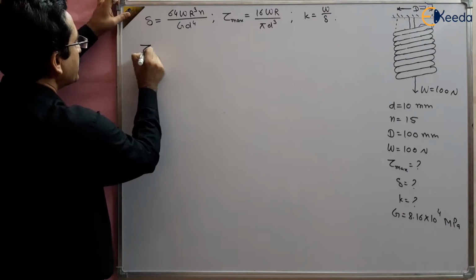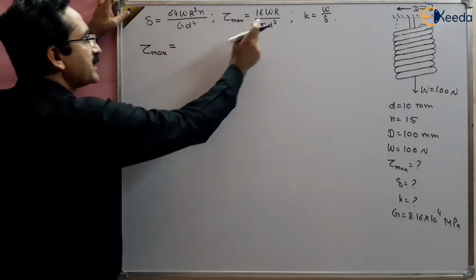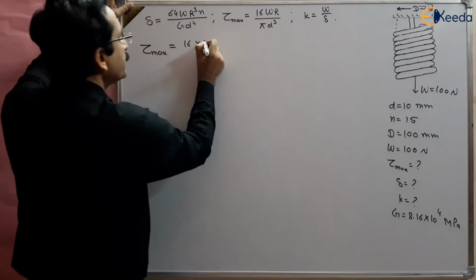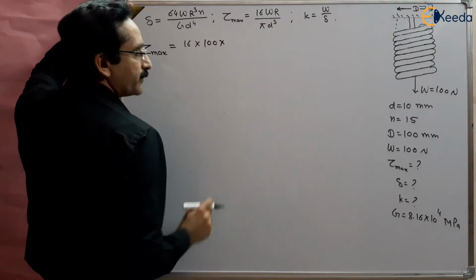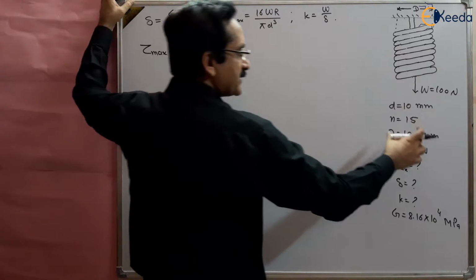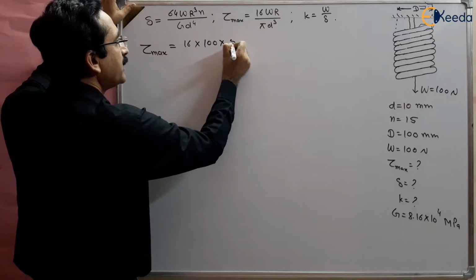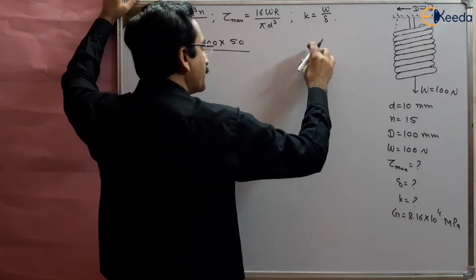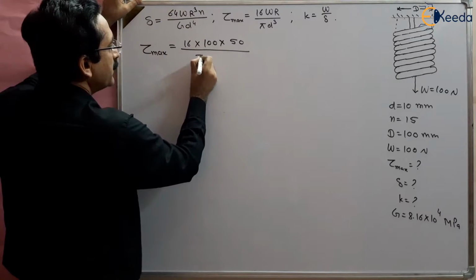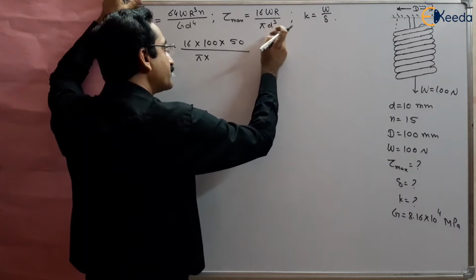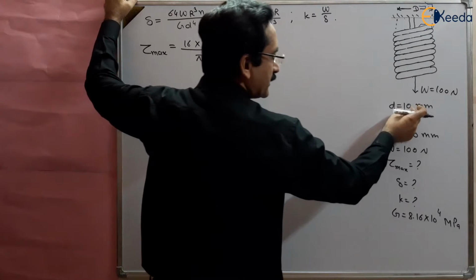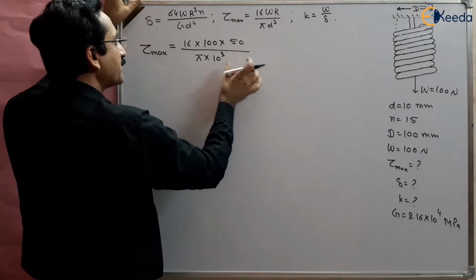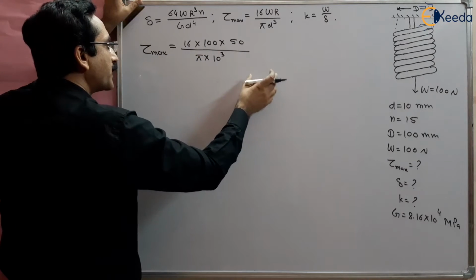So what is tau max? Tau max is 16 W R by pi d cube. W is 100 Newton. R is the mean radius. Mean diameter is given as 100 mm, so we can write 50 mm. If you take 50 mm, then the answer will come in megapascal directly. In pi d cube, d is the diameter of the wire, which is given as 10 mm, so 10 cube.